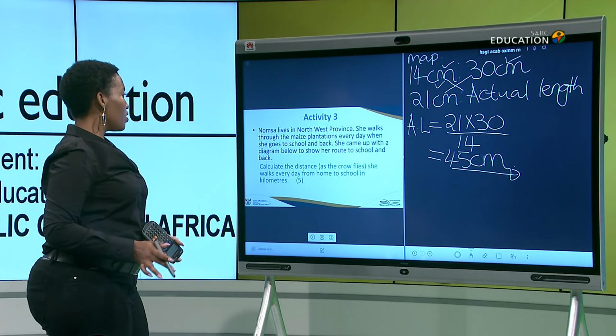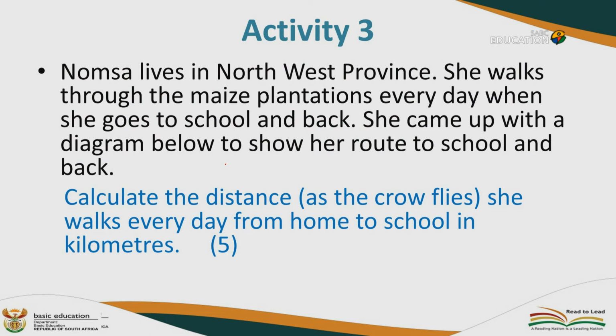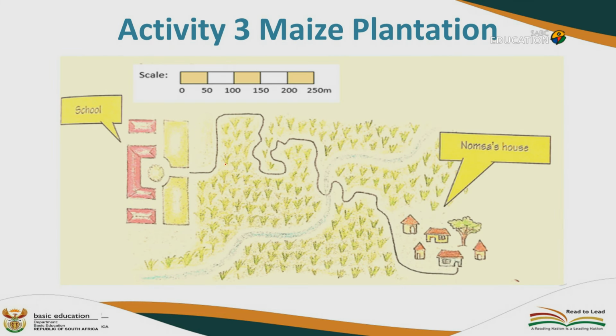And then the last activity, they say Nomsa lives in Northwest Province. She walks through the maize plantations every day when she goes to school and back. She came up with a diagram below to show her route from school and back. Before we can even look at the question, let's quickly look at the diagram. This is a diagram of Nomsa's maize plantation, and this is Nomsa's house, and this is Nomsa's school. We can all see that we are also given a scale, and the type of scale that is used here is a bar scale. So let's go and check the question now.